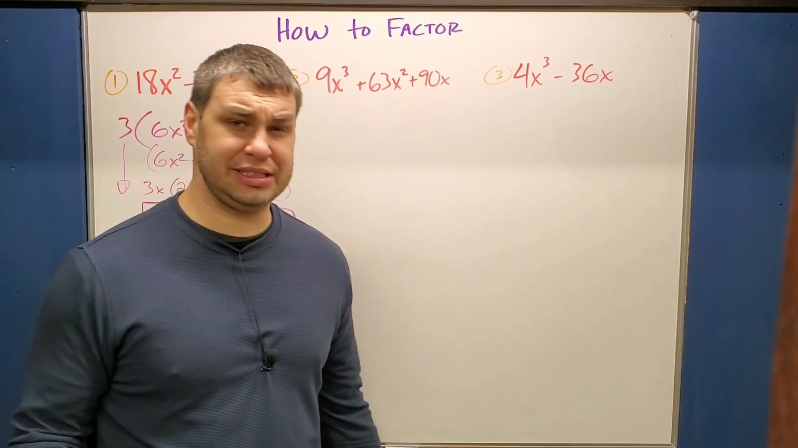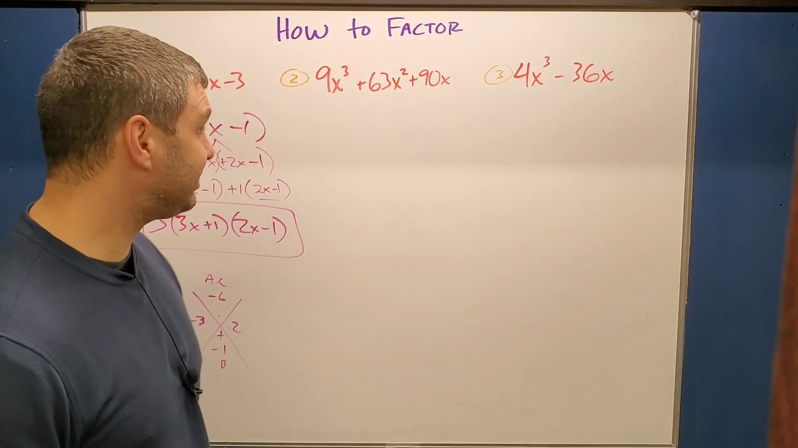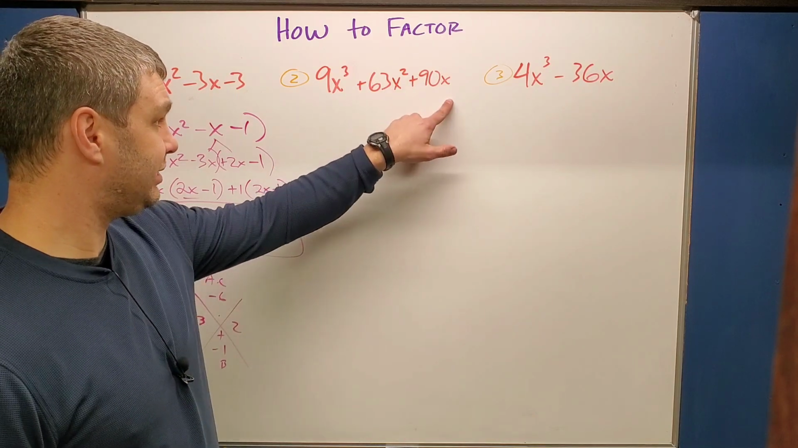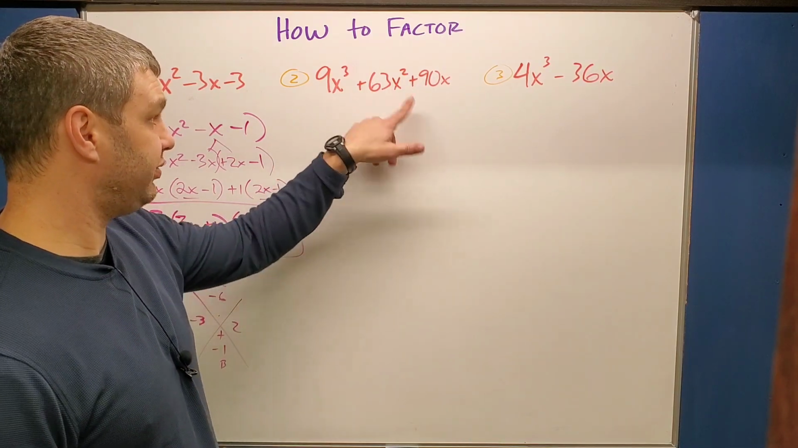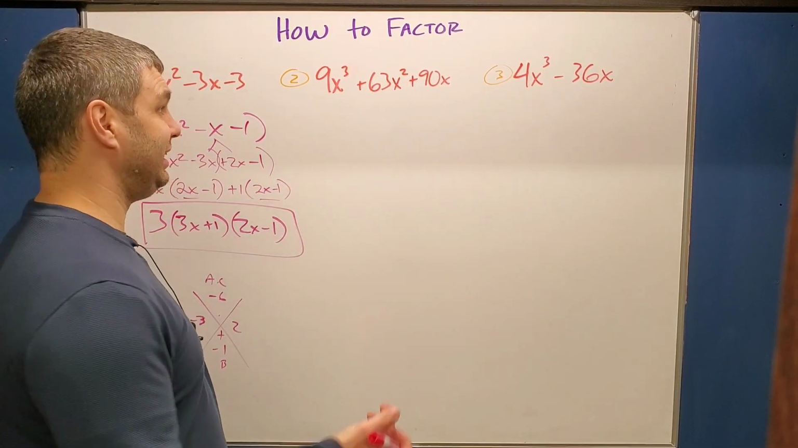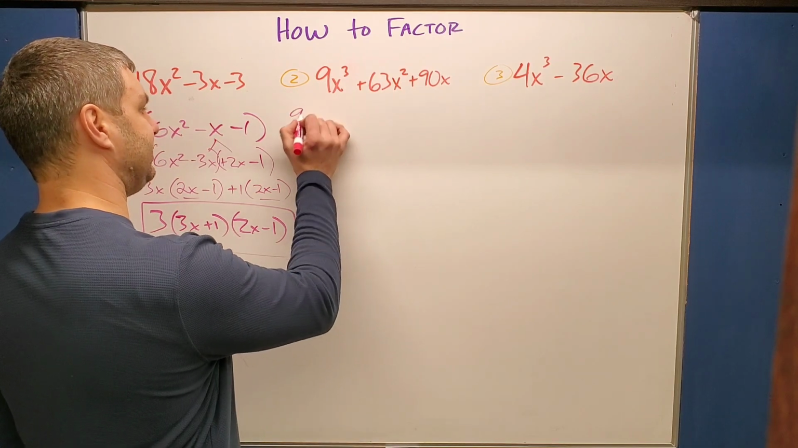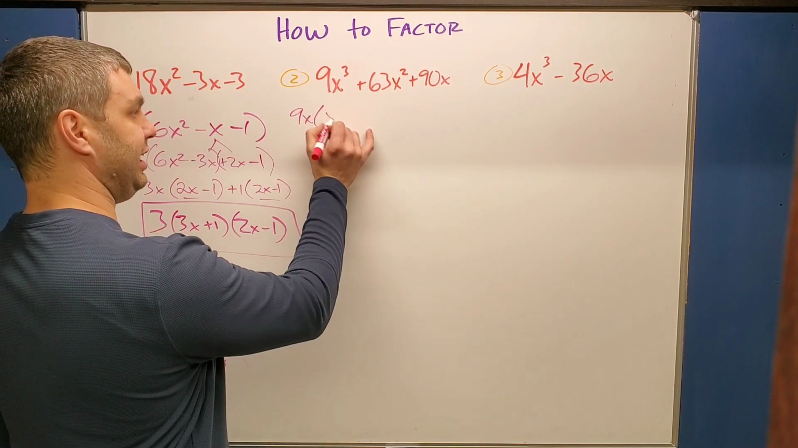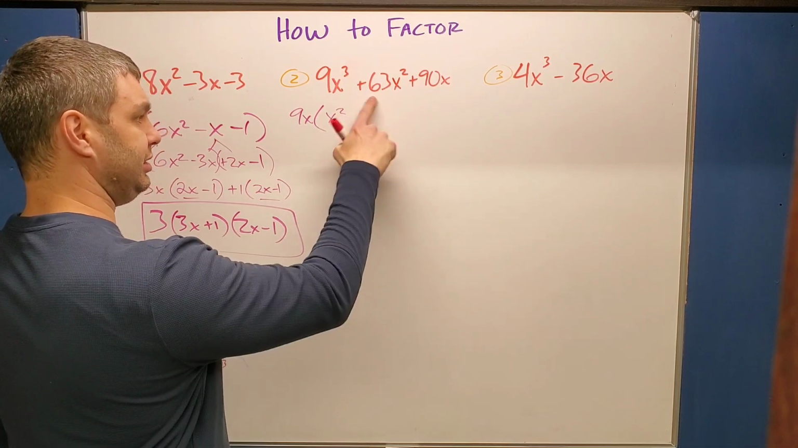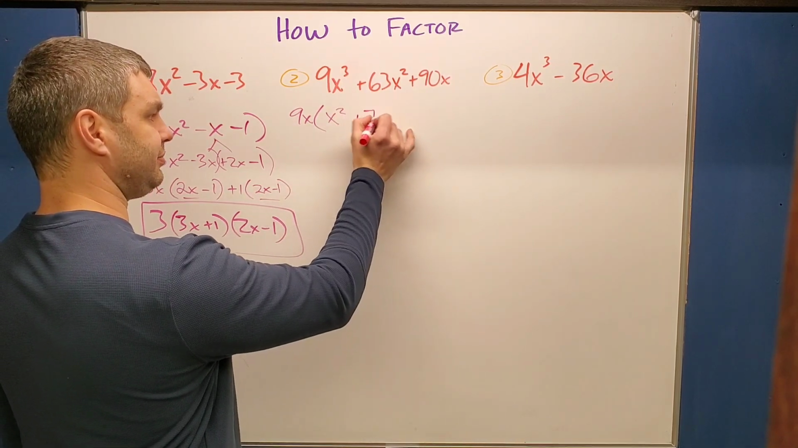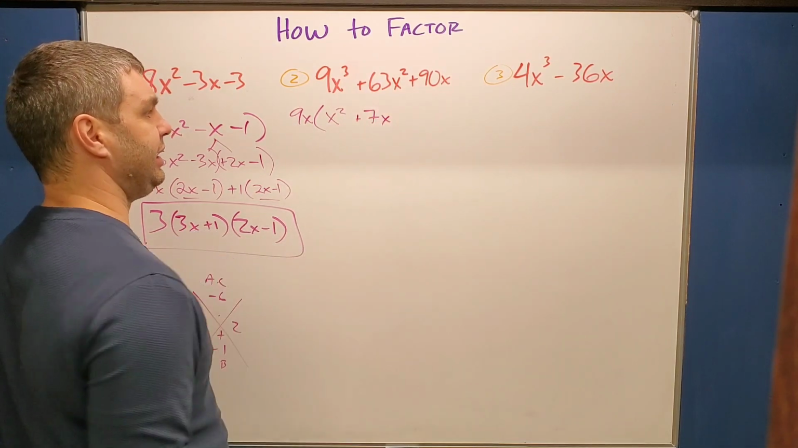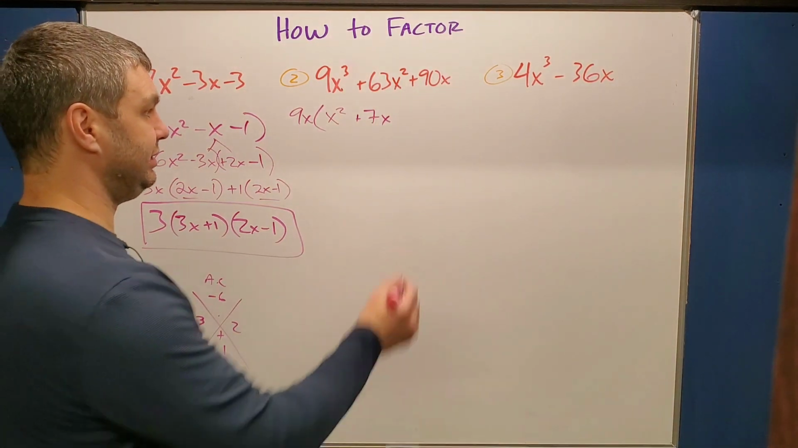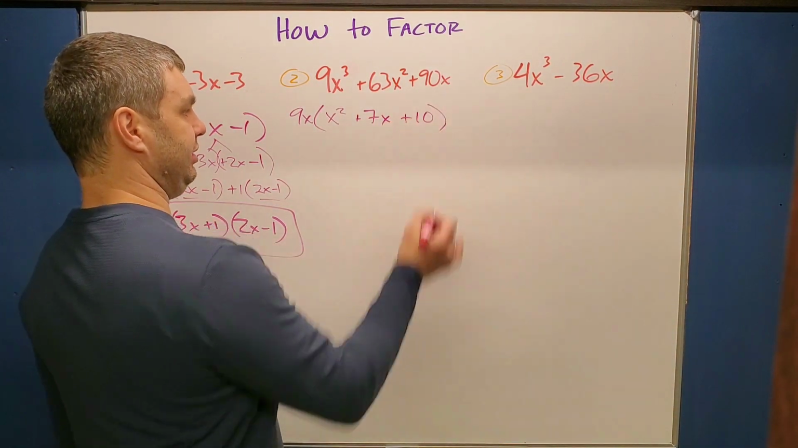Remember, all these have a GCF today. What is the greatest common factor of this? Well, I'm seeing they all have an x, and additionally, these are also all divisible by 9. All right, so let's take out a 9x. And when I do that, 9x to the third divided by 9x is just x squared. 63 divided by 9 is 7. And then 90x divided by 9x is 10. So plus 10 like that.